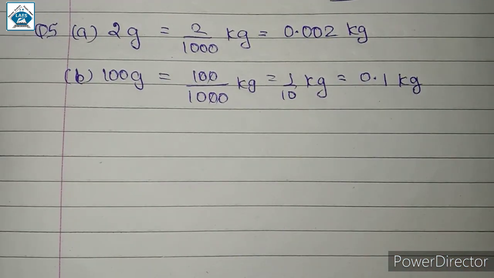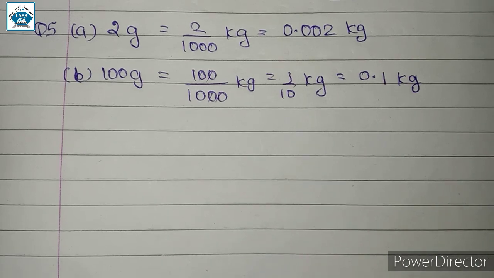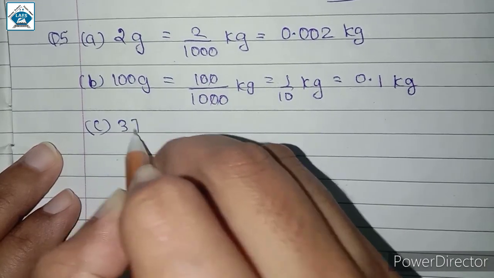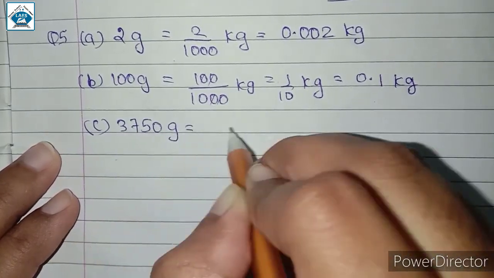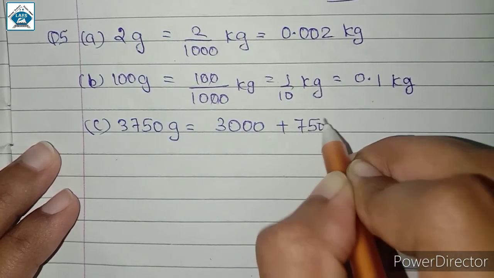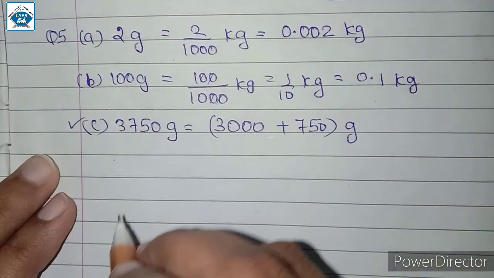Next, in sub question C, you have 3750 grams. So that is homework for you. You have to solve it on your own. Sub question C is very simple. 3750 here, so you have to split it up: 3000 plus 750. Since we have discussed a similar question, you have to solve it as homework.